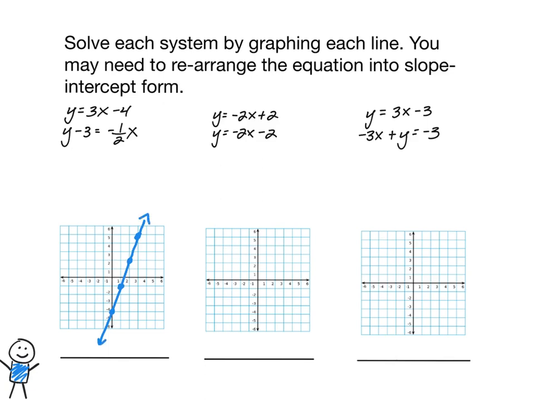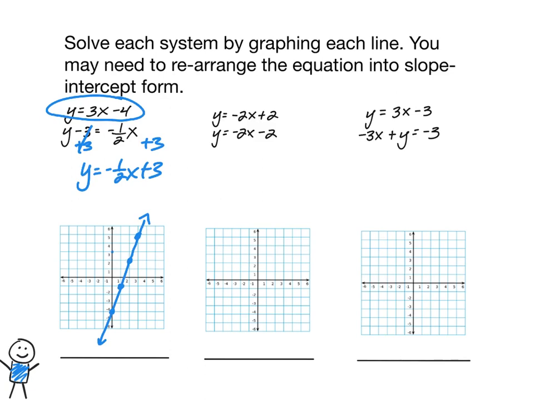And now the second one you may notice is not in slope-intercept form. So I need to put it in slope-intercept form. I need to make it look like my first equation did. All I need to do to that is to move this minus 3 by adding 3 to both sides. Now it is in slope-intercept form, and I can graph it.